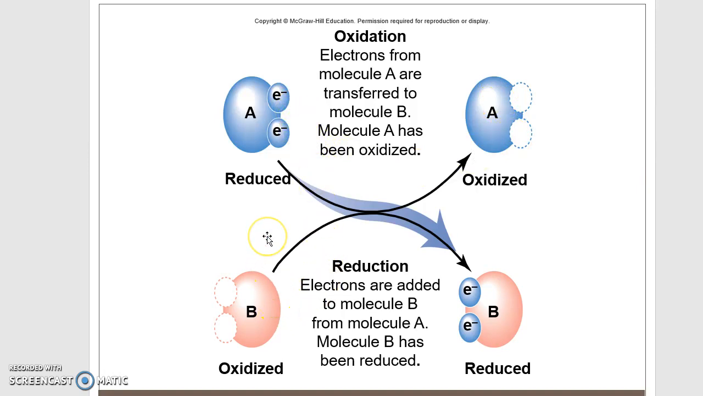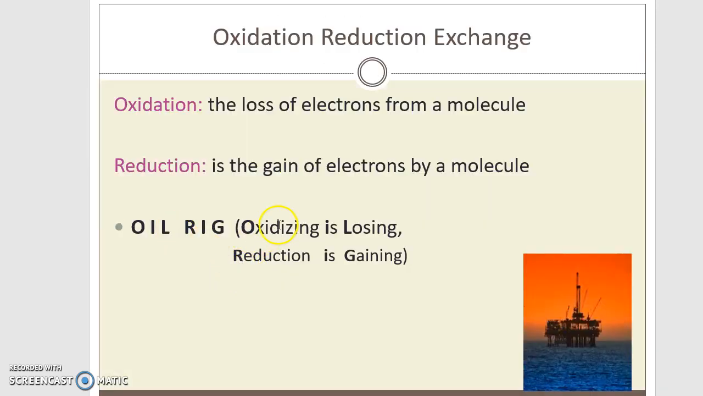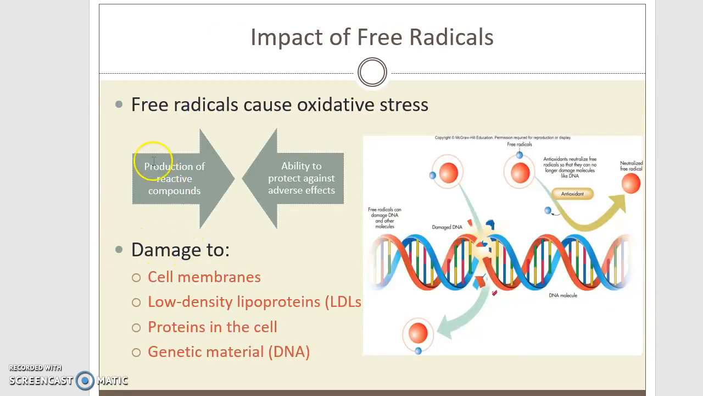So a molecule can be oxidized or reduced depending on where the electrons move. You might remember from high school this idea that oxidizing is when you lose electrons, reduction is when you gain electrons. So these reactions are going on all the time in our cells as part of our normal metabolism. There's nothing really wrong with it. The problem is when we have too many oxidants.